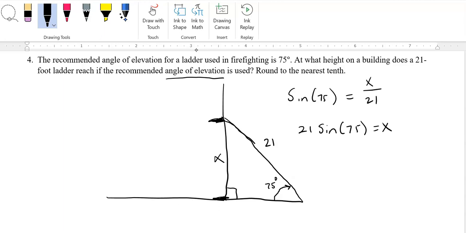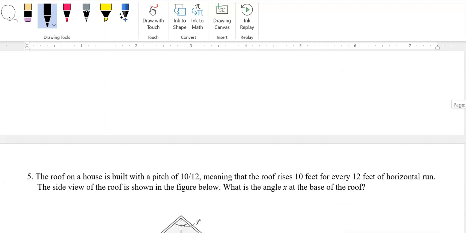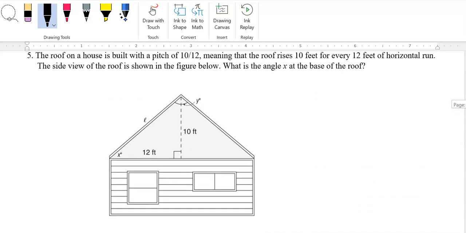And let's see what that is. 21 sine 75. And that's 20.28. The directions say to round to the nearest tenth. That's one decimal place. So 20.3 feet is our answer. That's the height that the ladder lands on the building.